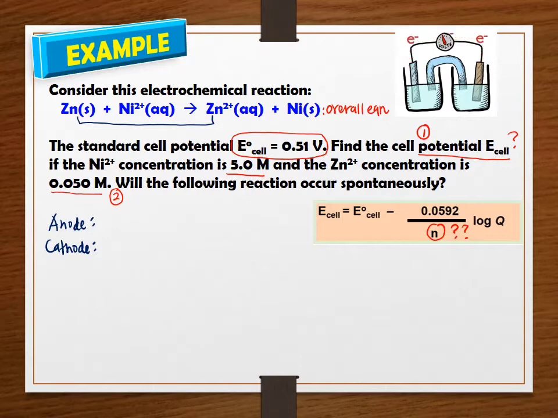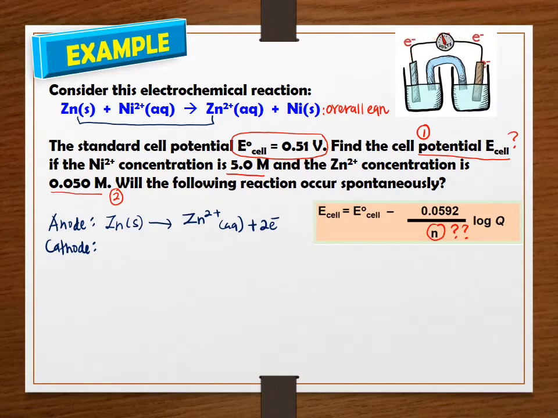Okay, so based on the overall equation, we know that zinc will occur oxidation process. Sebab daripada zinc solid change to zinc 2 plus. So the oxidation number increase. So zinc akan jadi anode di mana dia berlaku oxidation. So awak buat equation dia, zinc solid produce Zn2 plus aqueous plus electron, 2 electron. Okay, sebab dia berlaku oxidation. So dia akan donate elektron dia lah.